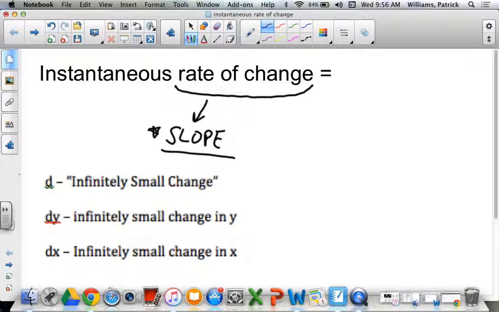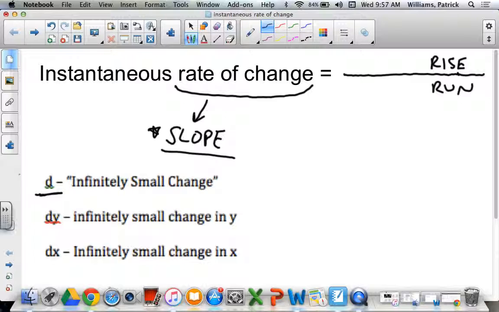So remember that when we were talking about average rate of change, we were always talking about rise over run. Anytime you're talking about the slope of a line, you are always going to be talking about rise over run every single time. Only when we do instantaneous rate of change, it's a very special type of rise over a very special type of run. So we're going to introduce another variable here, this lowercase d.